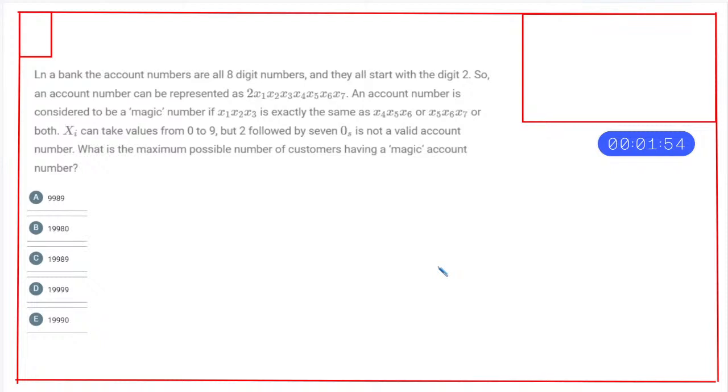What is the maximum possibility? What is the maximum possible range? Or what is the maximum quantity a magic account can be made? So how many maximum magic accounts can be made by this condition?